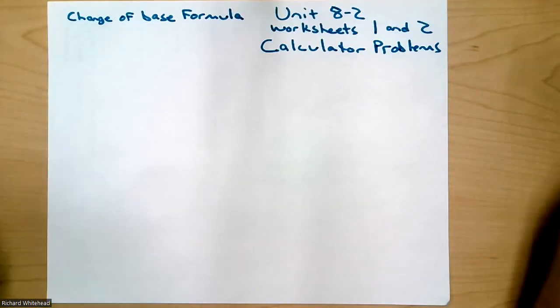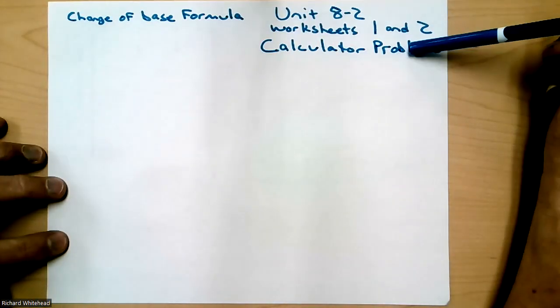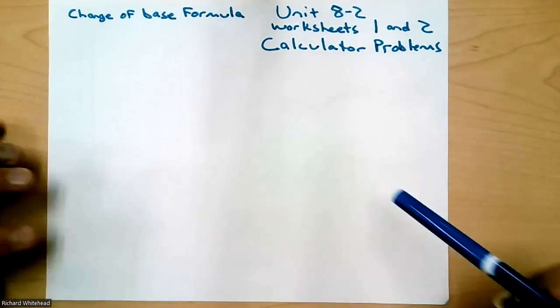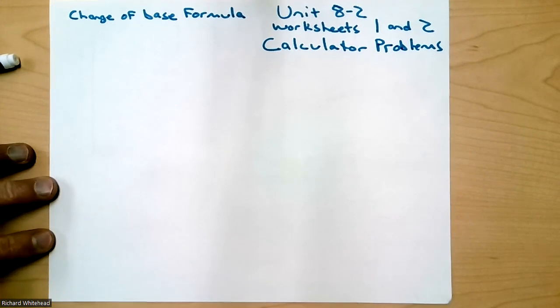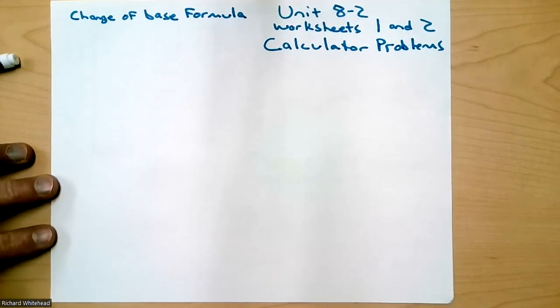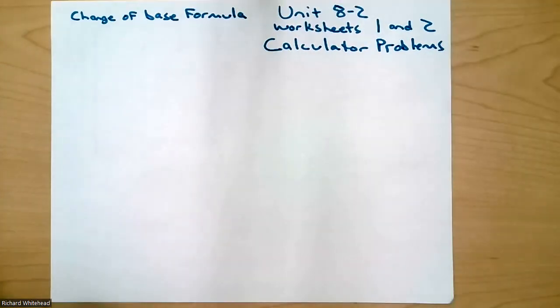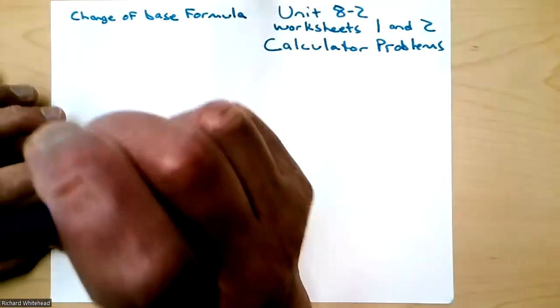Let's talk about the new stuff. We're going to call the calculator part of this unit. So the first thing we need to talk about is the change of base formula, which looks like this.